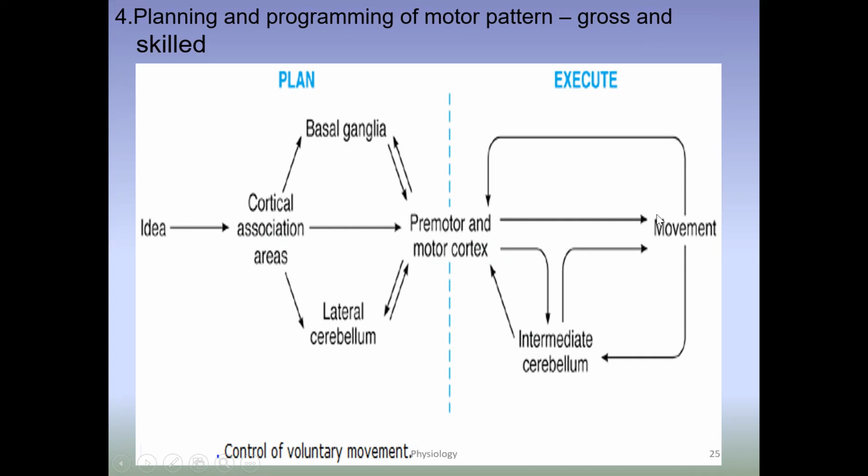Suppose, for example, for flexion of the elbow, you require the biceps muscle. So the motor cortex sends the information to the biceps muscle via the spinal cord to flex that particular elbow. Okay. So this is planning. For each and every voluntary movement there should be planning and programming, and that planning and programming is done in the basal ganglia and the lateral part of the cerebellum.